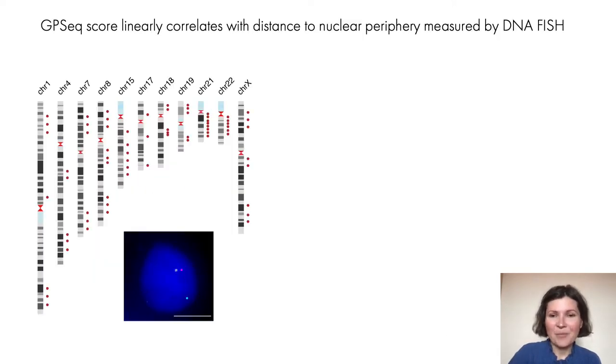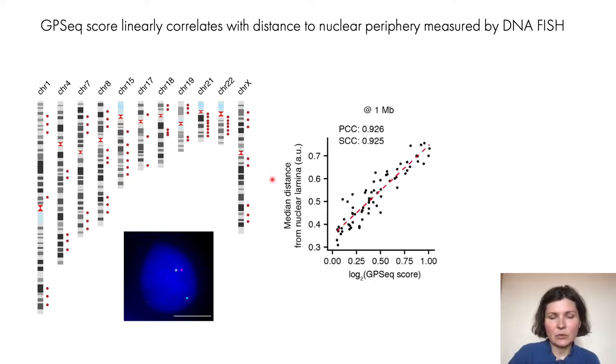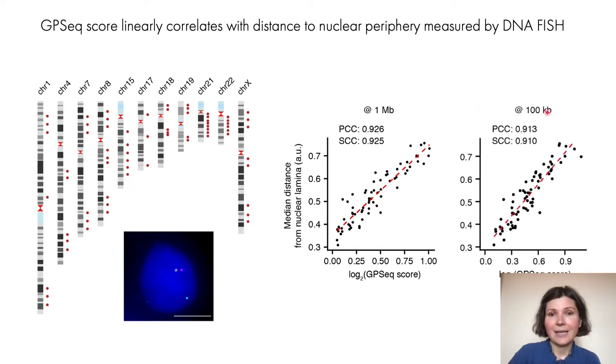We obviously wanted to validate this approach using orthogonal methods, and our gold standard is the 3D DNA FISH that allows us to measure distances in single cells, directly in cells under a microscope. We used 68 randomly selected DNA loci, 8 kb loci, scattered all throughout the human genome, and we measured their distances, the typical distances from the periphery, and we were very pleased to see that these distances correlate very highly with what we get from GPSeq at 1 megabase resolution, as well as at 100 kb resolution.